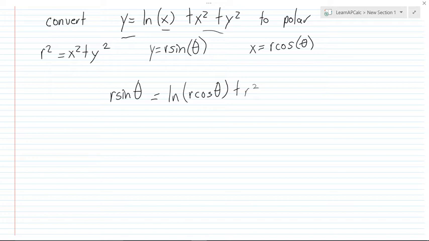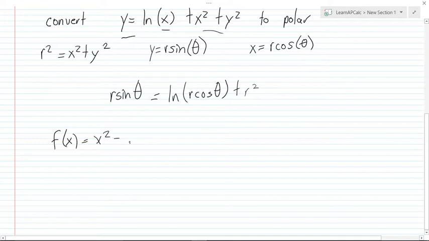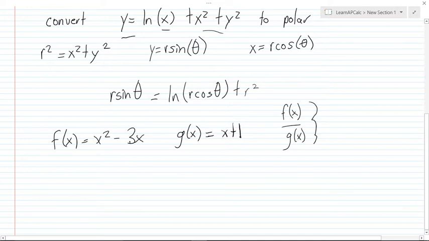Alright, so let's move on to something a little bit different. Let's talk about inverse functions. So let's say f of x equals x squared minus 3x and g of x equals x plus 1. Let's find the inverse of f of x over g of x. So find the inverse.